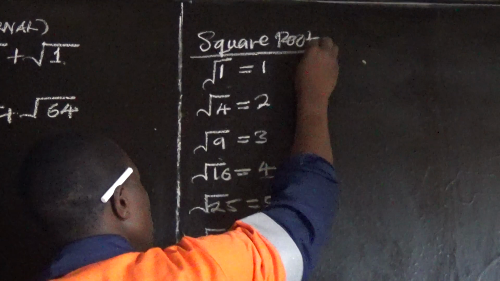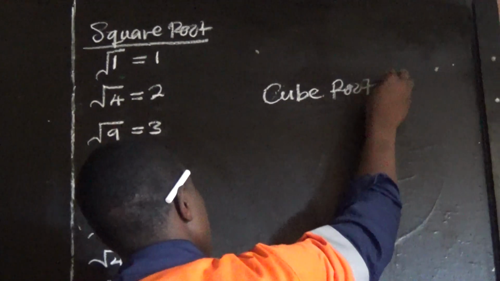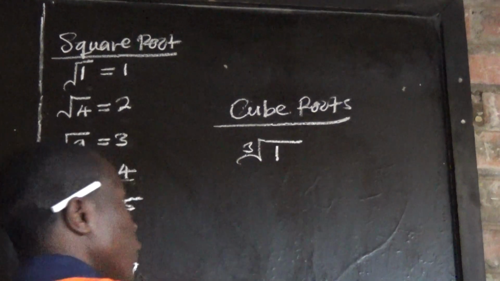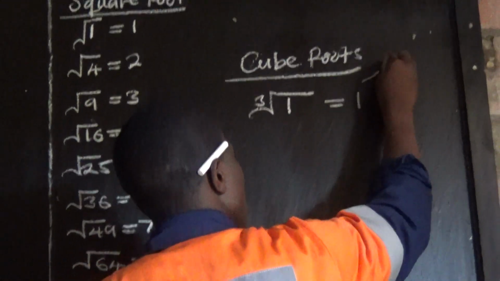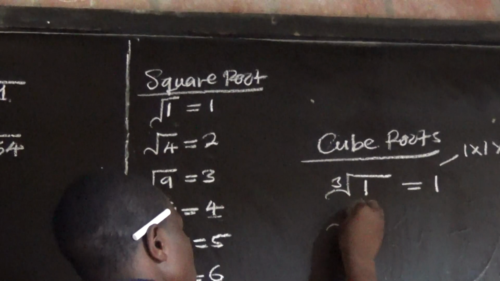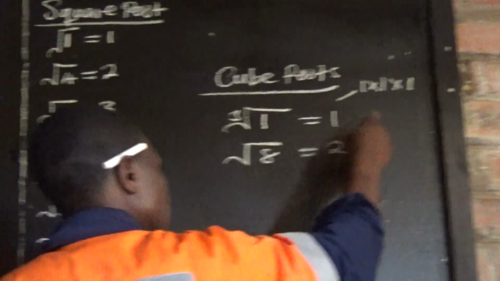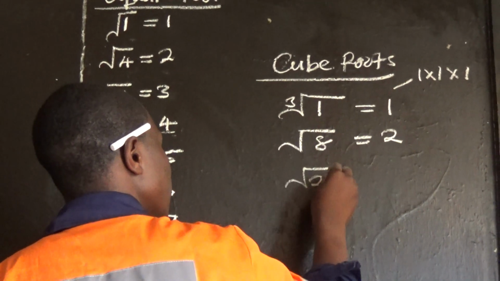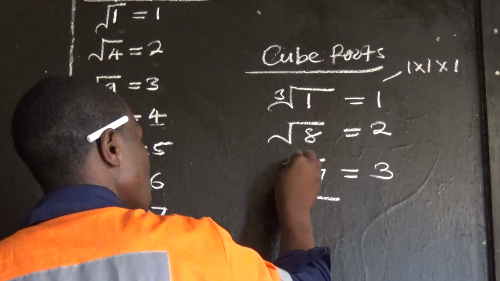So these are square roots. You also need to know cube roots. Okay? Cube roots like the cube root of 1, meaning the number you can multiply 3 times to get 1. It's 1, because 1 times 1 times 1, you get 1. Then you need to know the cube root of 8. It's 2, because 2 times 2 times 2 is 8. Then you need to know the cube root of 27, which is 3.